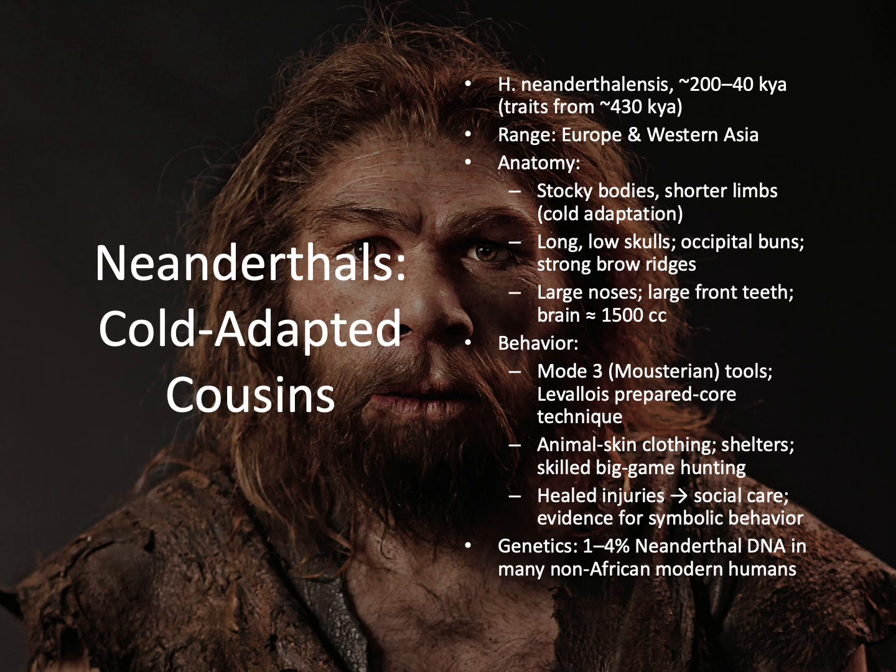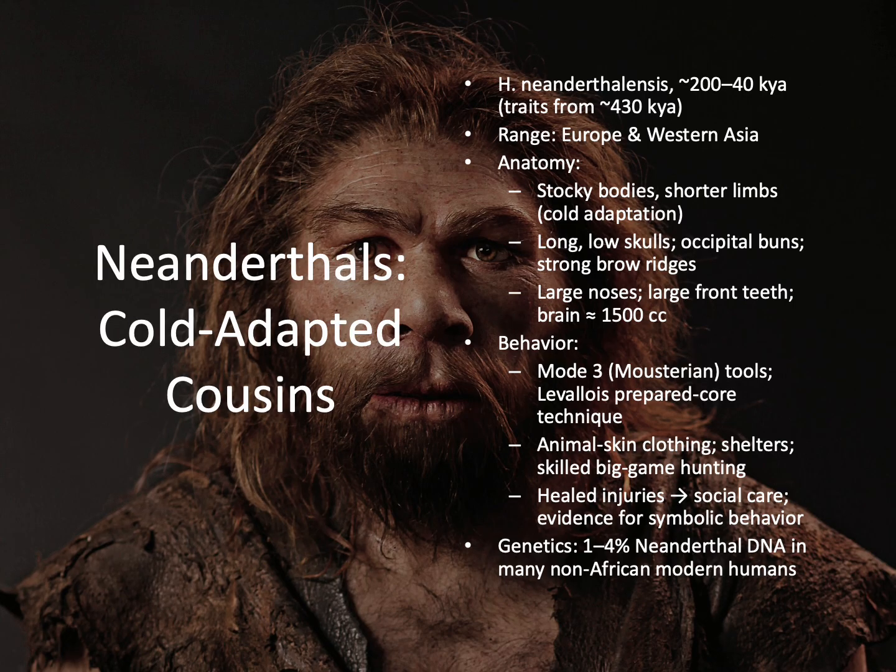Anatomically, Neanderthals have a look that is quite different from ours, but still unmistakably human. Their bodies are stocky and robust, with shorter limbs relative to torso size. This body plan reduces surface area and conserves heat, which is clearly an advantage in cold climates. Their skulls are long and low, with occipital buns, or a bulge at the back of the skull, very strong brow ridges, and large nasal openings. The large noses may have helped warm and humidify the cold, dry air that they were exposed to.